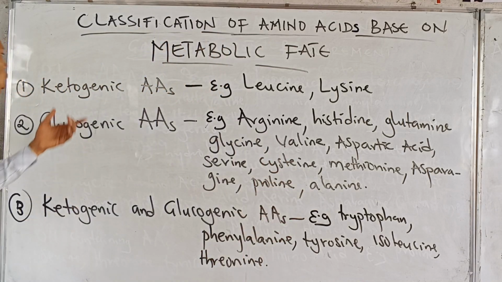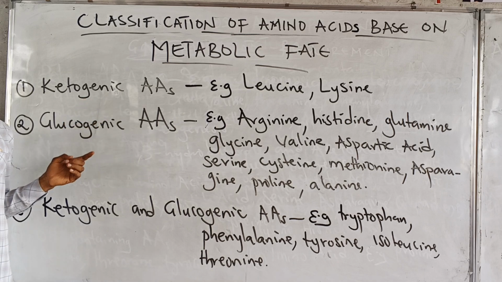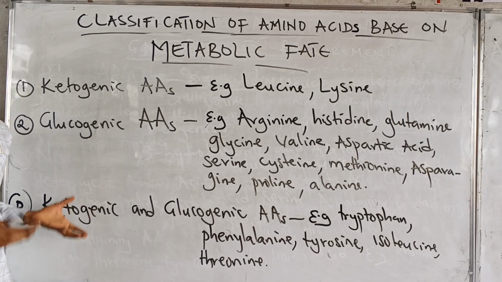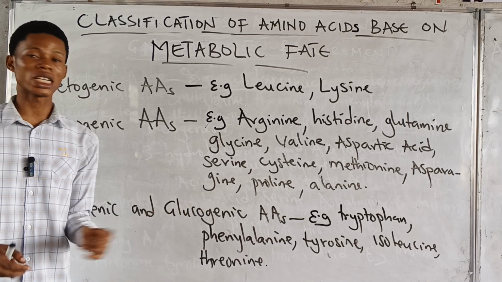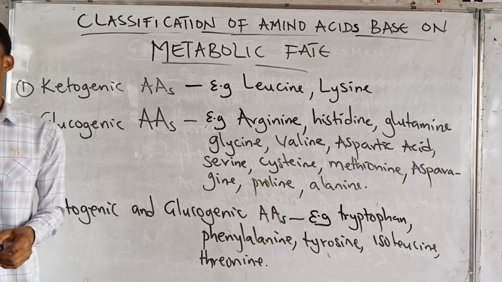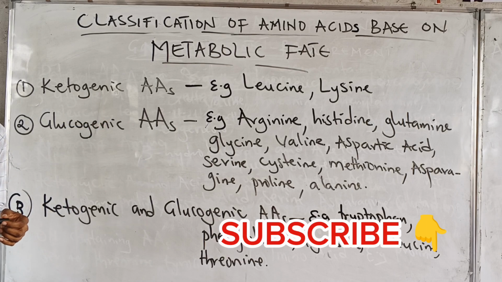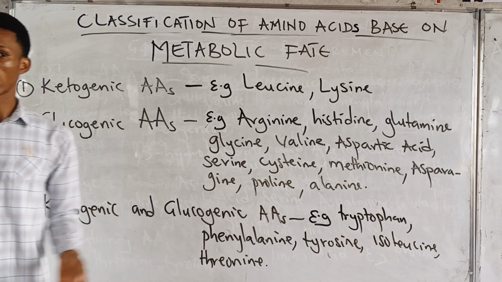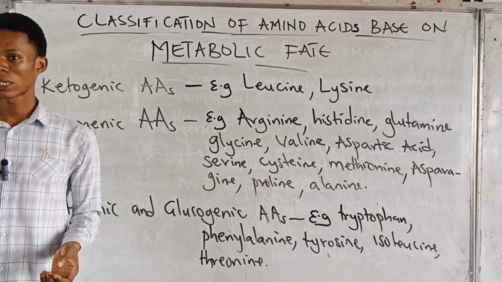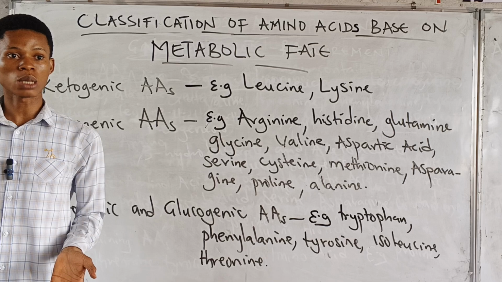Based on metabolic fate, amino acids are classified into ketogenic amino acids, glucogenic amino acids, and both ketogenic and glucogenic amino acids. You understand what it means now? Listen up. Ketogenic amino acids, this word genic is from Genesis, right? Genesis means to start, to generate, to produce. Genesis means production.